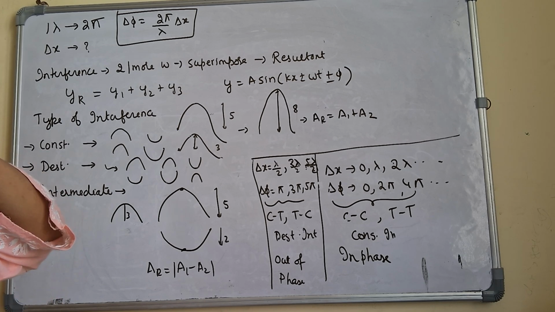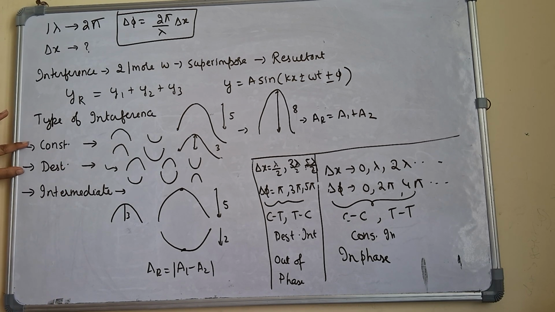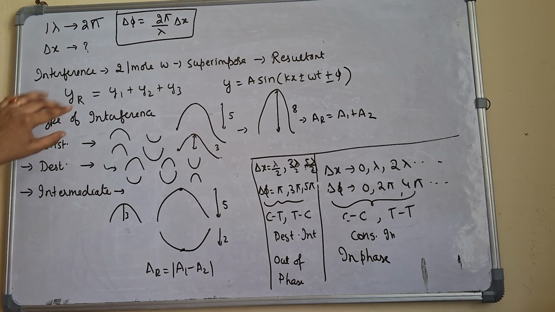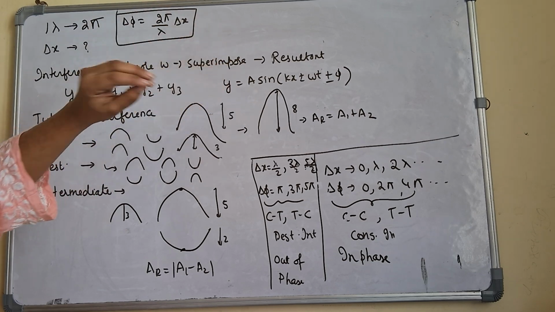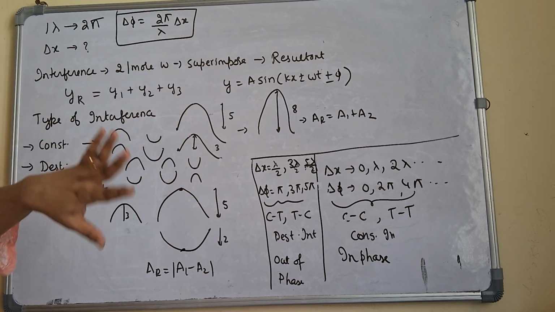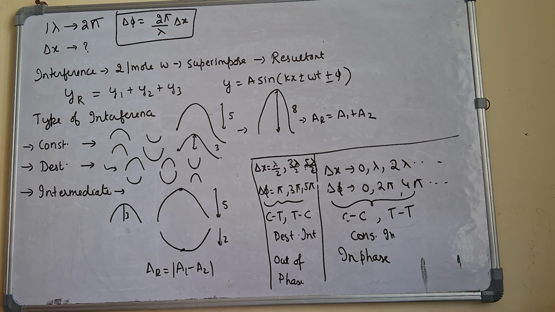Now both constructive and destructive are possible only if the sources are coherent. Now do you get it? Because when I say constructive, at every time crest is always on crest, trough always on trough. Destructive, crest always on trough, trough always on crest. So there is a predictability. That means the sources should be consistent.